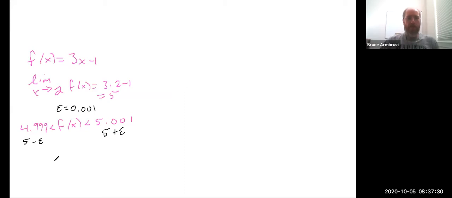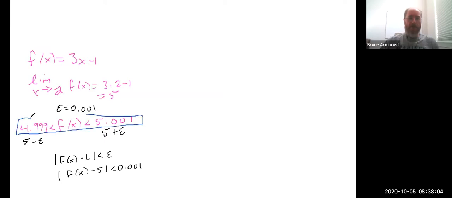So you may remember that when we first did this with the definition, it was the absolute value of f(x) minus L is less than epsilon. So this is |f(x) minus 5| is less than 0.001. And if you were to take this inequality, make it a compound inequality, it would be this one in pink. So both of those mean exactly the same thing, okay? This statement and this statement, they're identical. They're exactly the same thing.